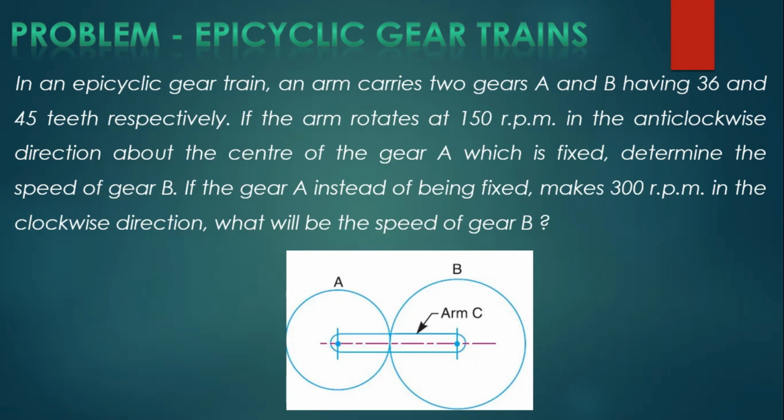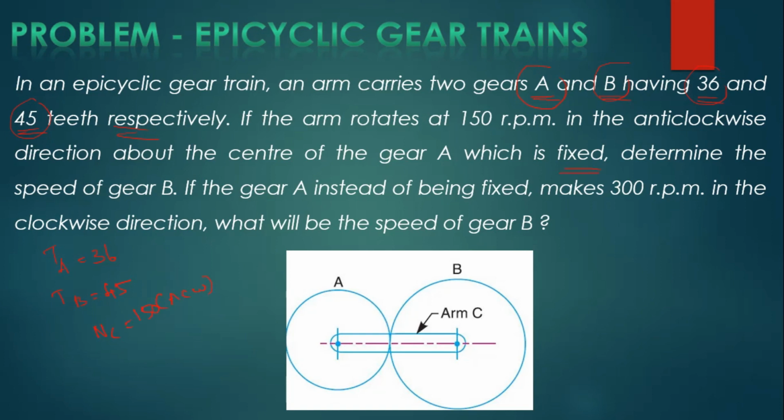It's a simple problem. In an epicyclic gear train, an arm carries two gears, gear A and gear B, having 36 and 45 teeth respectively. So gear A, the number of teeth is equal to 36, and gear B is 45, right. So TA is equal to 36 and TB is equal to 45, right. If the arm rotates, so arm NC is equal to 150 RPM anti-clockwise direction, right, about the center of the gear A, which is fixed, right.